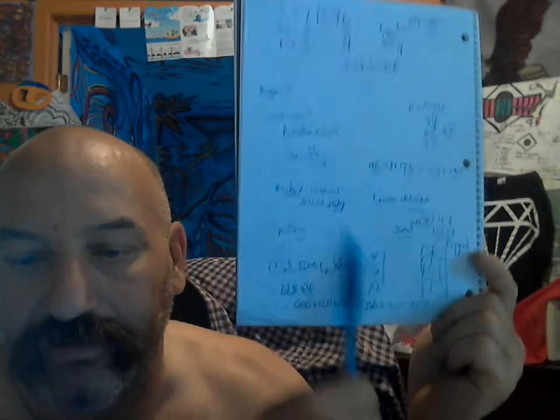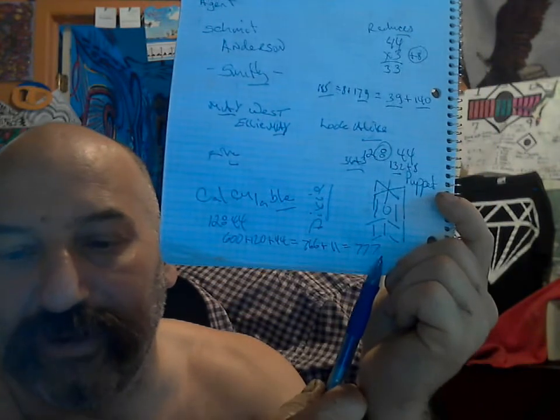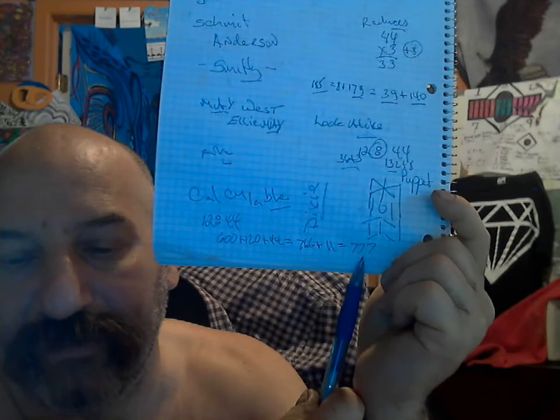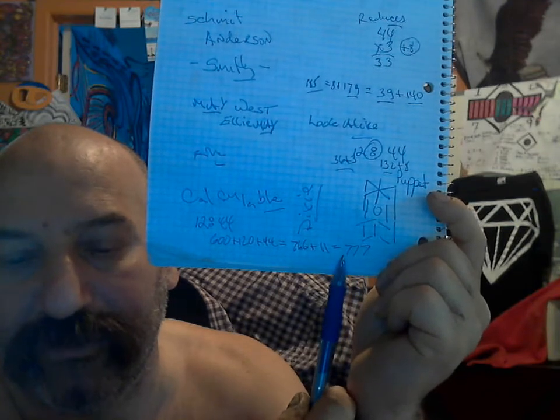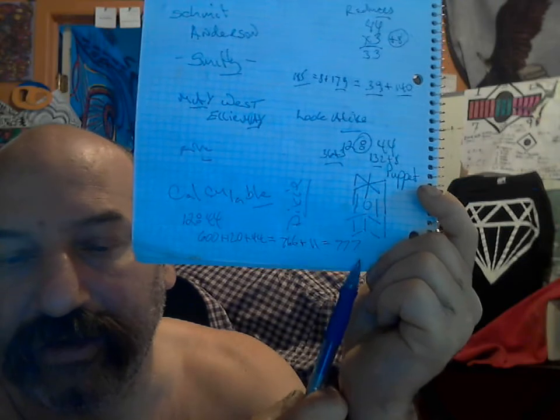Another thing I wanted, so we have this as 777. It's so perfect. 7 times 3 is 21. 2 and 1 is 3. 7 by 3 is 21. 2 and 1 is 3. 7 by 3 is 21. 2 and 1 is 3. 3 equals 9. 9 and 21.